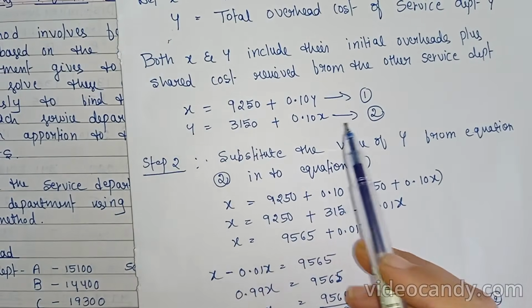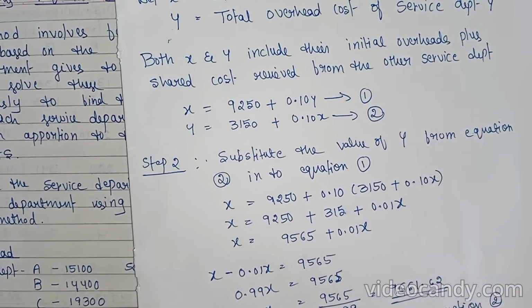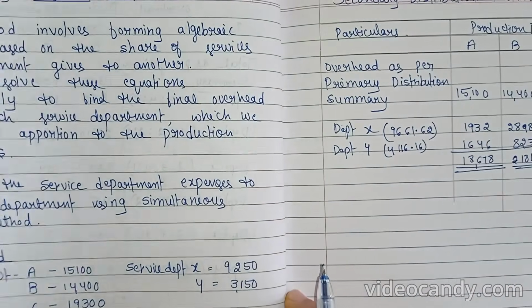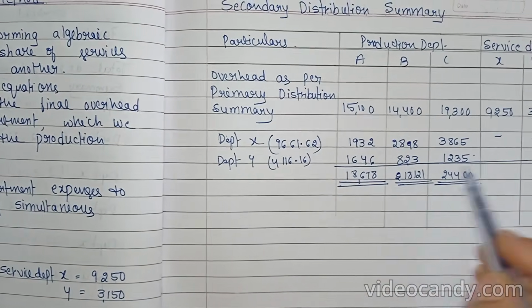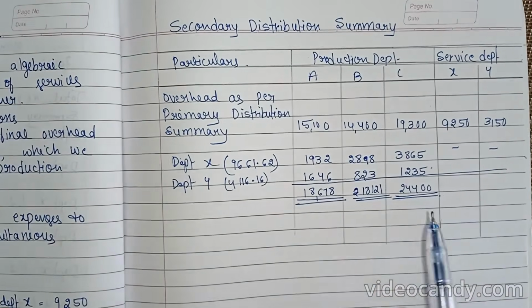after the formation of simultaneous equations we need to solve the equations. Then we will arrive at the overhead cost of service departments. After that we need to apportion this overhead cost to the production departments. See here, production departments. Clear?